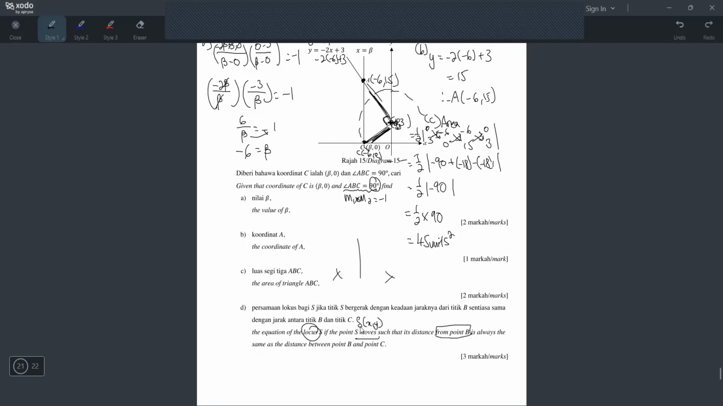If from 2 points, then it will be a perpendicular bisector. Alright. If from 1 point, it's a circle. If from 2 points, it will be a perpendicular bisector. But if they say from 1 point, then it's definitely a circle. And now we have to find the equation of the circle, right?